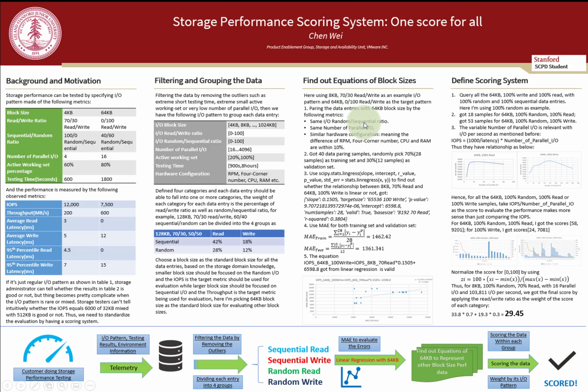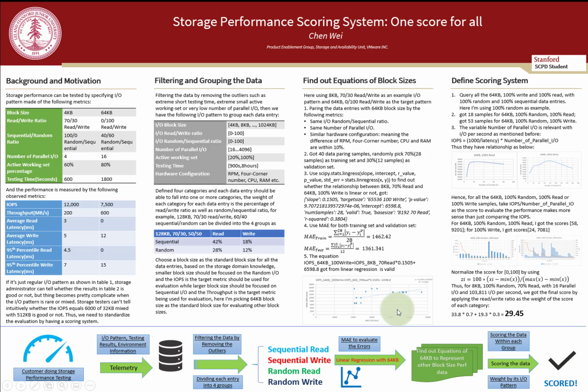What we need to do is find out the random sequential ratio, parallel I/O, and hardware information to pair those data together. Then I query out all the pairing samples, picking 70% as a training set and 30% as a validation set. Then I use Python to fit a linear regression and get the equation from 8K to 64K, and I'm using MAE for the error evaluation. Here I got a training error of 1400, while the test error is 1300. They're not far from each other, so I'd say this linear regression is pretty valid. Finally, I find the equation using Python. As an example, I can find the equation from 8K to 64K, from 70% read to 100% write, and the equation is listed below.